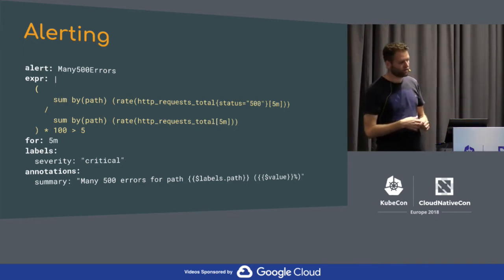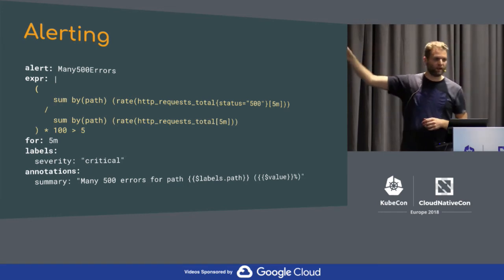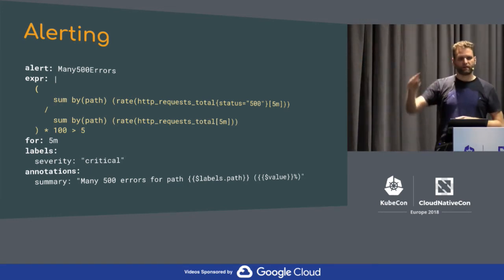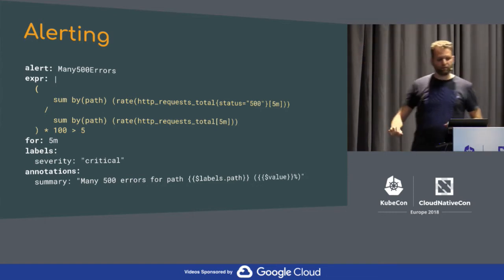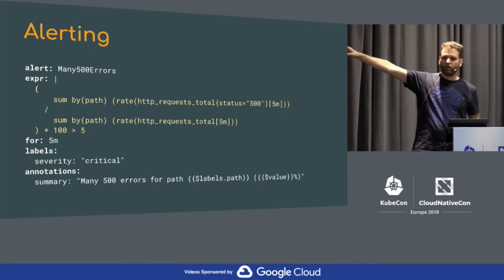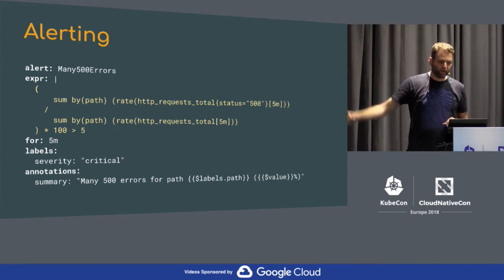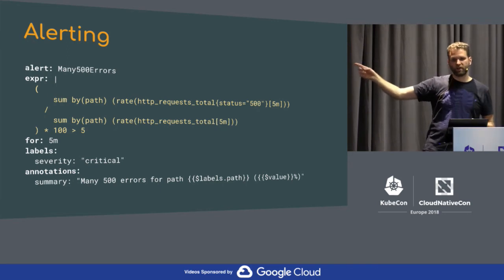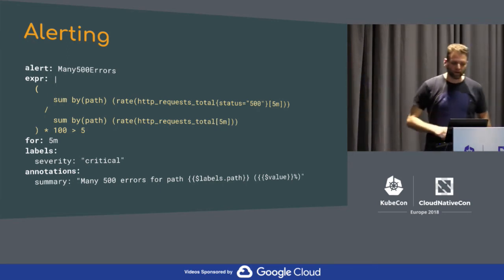The way that works is you say, like in this example, we want to create an alert, many 500 errors. You configure that in your Prometheus server. It will evaluate it every couple of seconds. It will run this PromQL expression that is in yellow here. And this is a repetition of something I had earlier where it calculates that per-path error ratio. I multiply it by 100 to get from a ratio to a percentage, and then I filter it to only get the paths that have more than 5% errors.